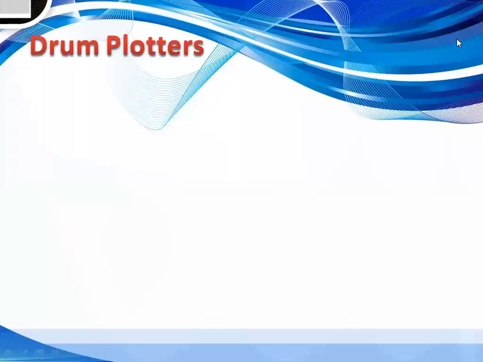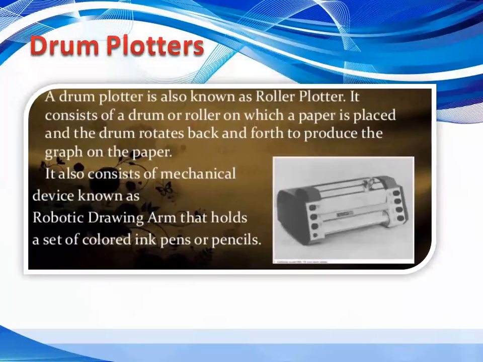The next type of the plotter is drum plotter. A drum plotter is also known as a roller plotter. It consists of a drum or roller on which a paper is placed and the drum rotates back and forth to produce the graph on the paper. It also consists of a mechanical device known as robotic drawing arm that holds a set of colored ink pens or pencil. So basically, drum plotter uses a rotating drum or cylinder.